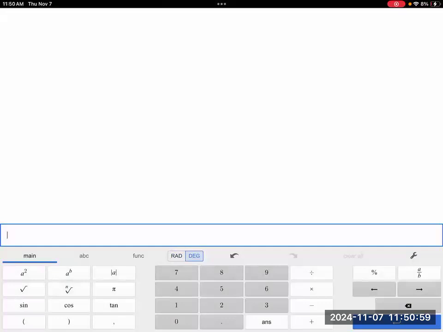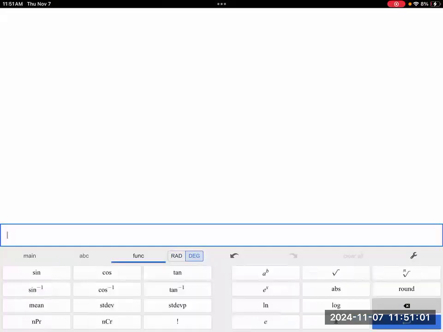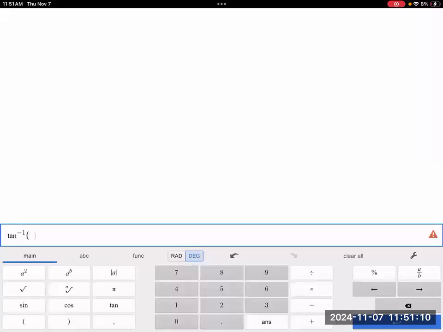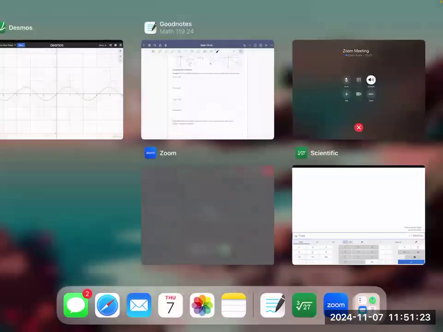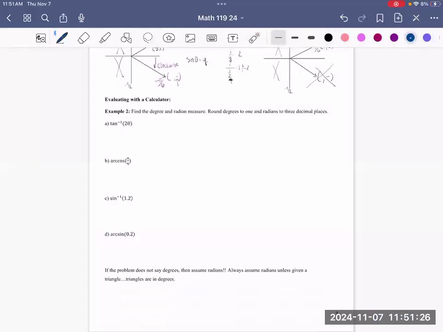You're going to go over to your function here, and notice that it has inverse sine, cosine, and tangent. So our first one says inverse tangent of 20. Notice that it's about 87.1, and when we flip that to radians, it's about 1.521 radians. So as far as documenting that, let's put degrees here and radians over here. So we had 87.1 degrees, which is about 1.521 radians.